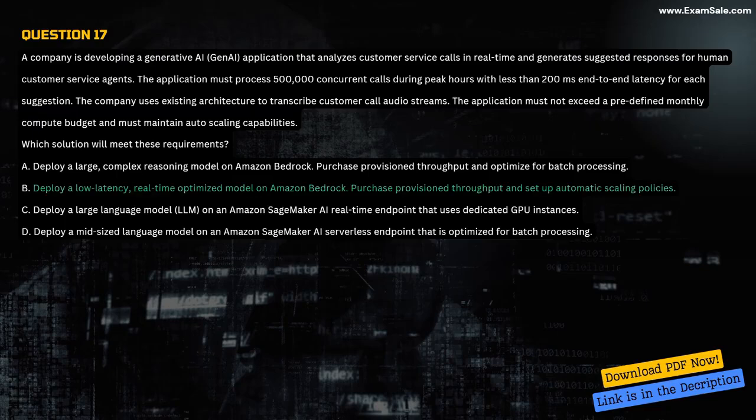Correct answer B. Deploy a low-latency, real-time optimized model on Amazon Bedrock. Purchase provisioned throughput and set up automatic scaling policies.